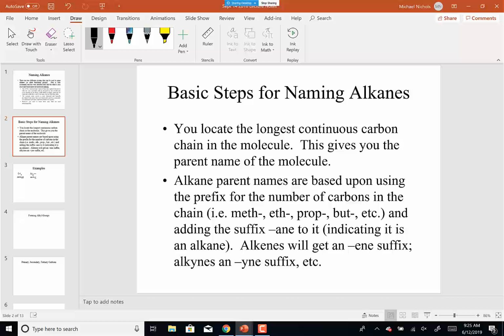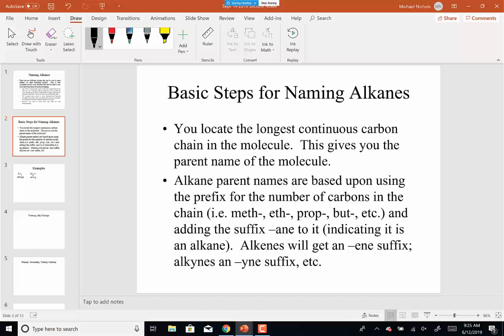So here are the steps. First of all, we have to find the longest continuous carbon chain in the molecule, and that's going to give us the parent name. If we have a carbon chain of 9, that's going to become a nonane. Then all the groups attached to that nonane are going to have to be given a number and their name. I've got a methyl group at carbon 3, so it's going to be 3-methylnonane. I've got an ethyl group at carbon 3, it's going to be 3-ethylnonane. So the name tells you the group and where it's attached on the longest chain. So the first thing is find the longest chain.